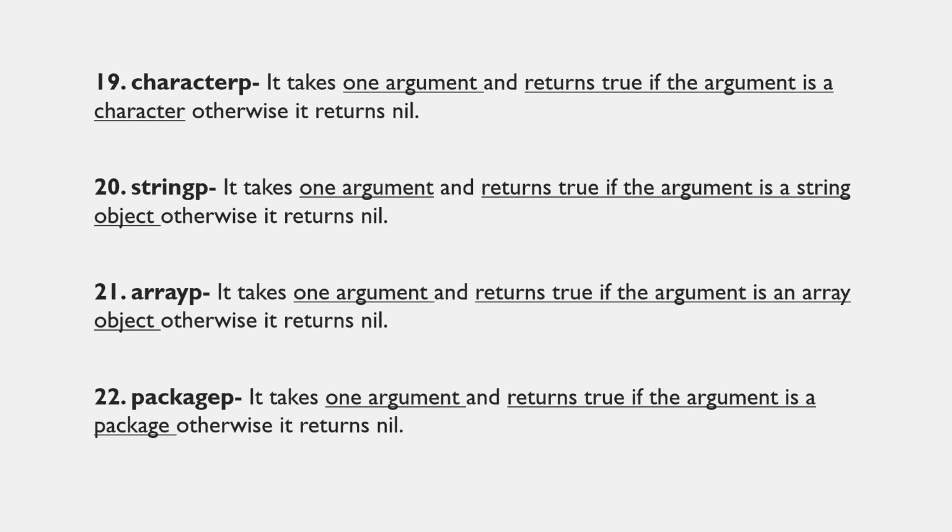Next one, array p, if the argument provided is an array, you will get the answer true or nil otherwise. And the last one is package p. So if you give the argument as a package, you will get the answer true or nil otherwise.